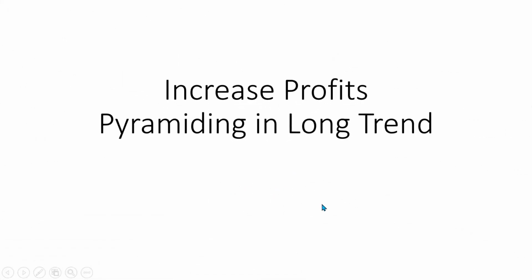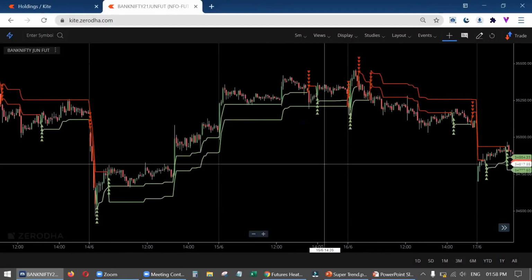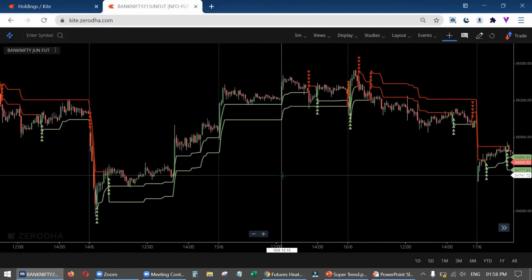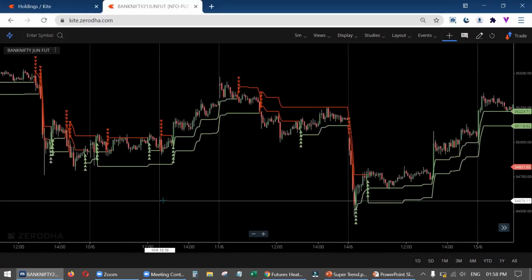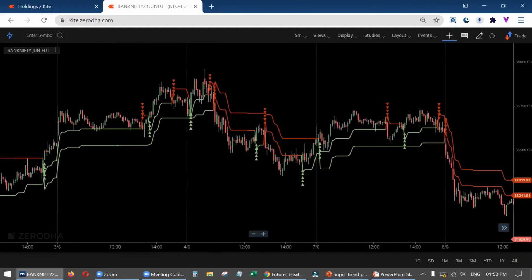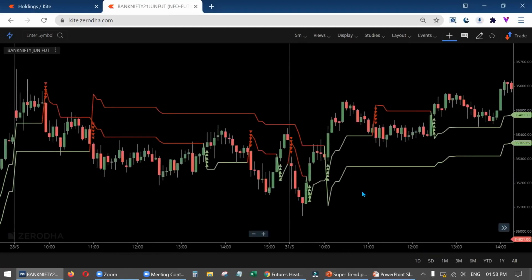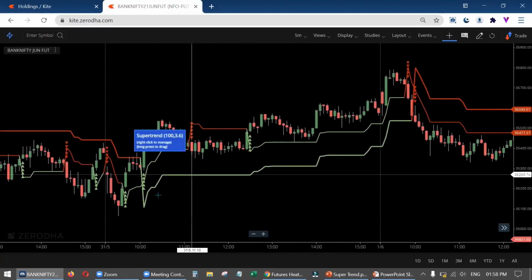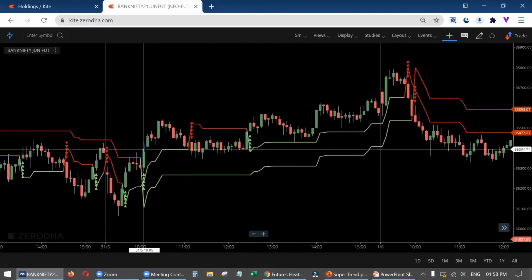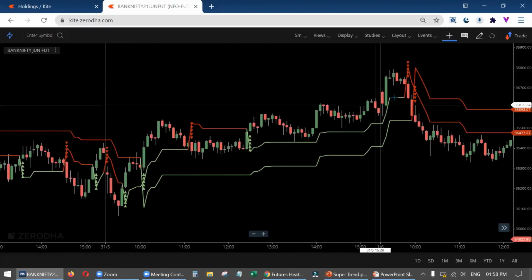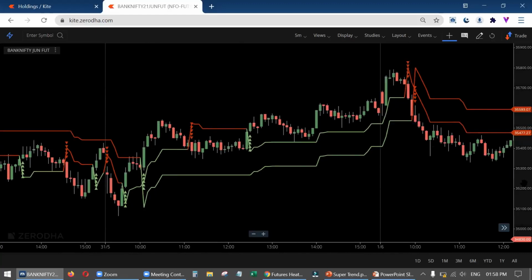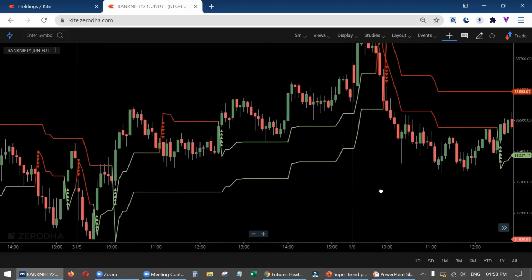Now, how do you increase profits with super trend? To increase profits, you can use the concept of pyramiding. So what is the concept of pyramiding? Let me show you a nice beautiful example of pyramiding. You can see that here. I'm just spotting one opportunity for you so that you can understand this. You would have entered the position here and you would have wanted to ride the wave all the way till here, correct?